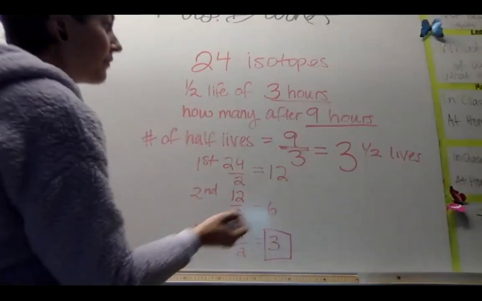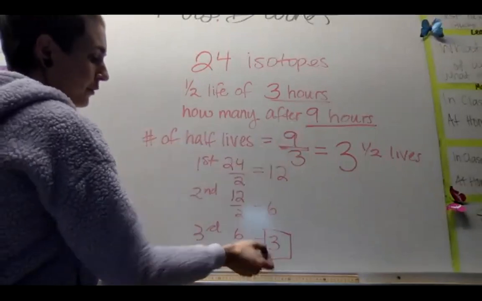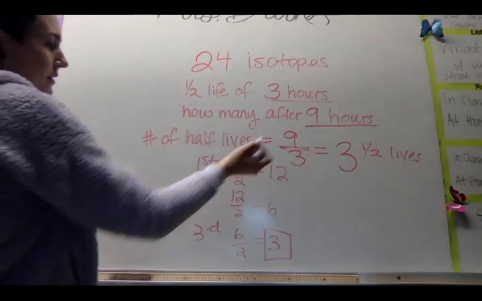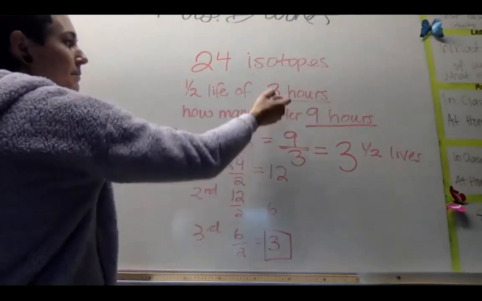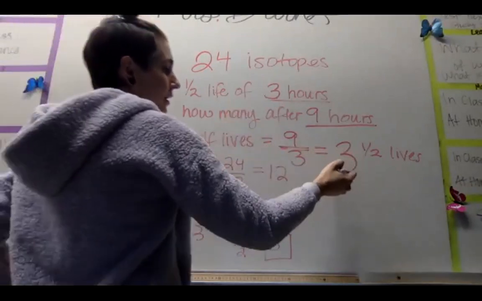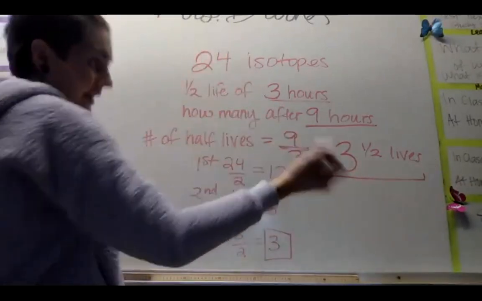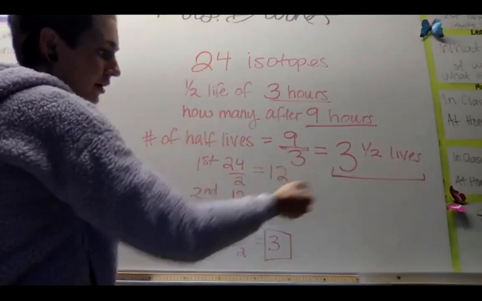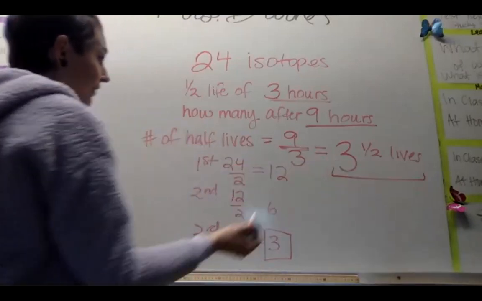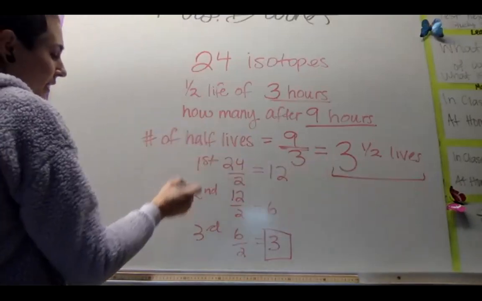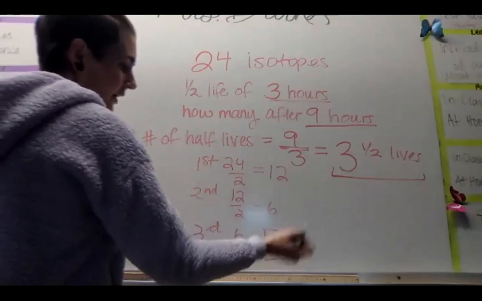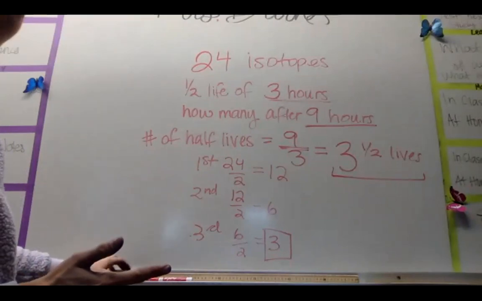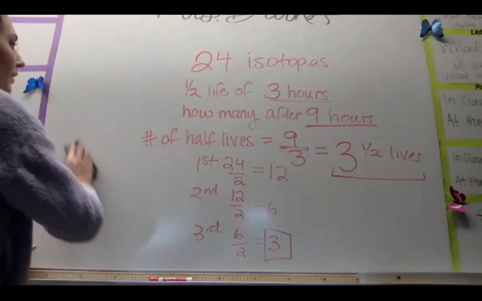So at the end of 9 hours, I have 3 isotopes left of this chemical, because I divided my total amount of time by the length of my half-life, which told me that 3 half-lives passed. And remember, a half-life tells me how long it took for something to be cut in half. So if 3 half-lives passed, then the number was cut in half 3 times, and that's what led me to the number 3. I'm hoping these examples will help you on the test.